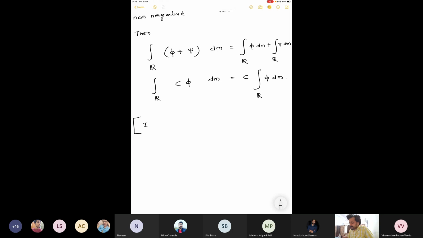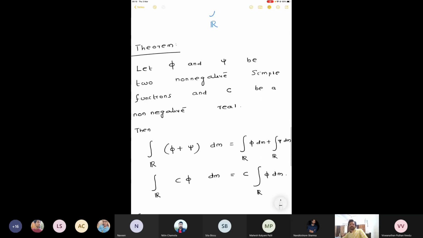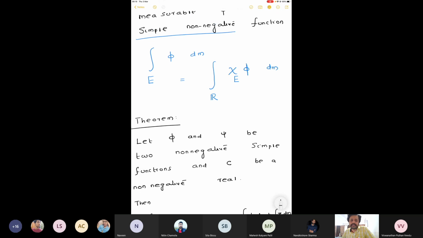In fact, the integral of phi plus psi dm over some E is equal to the integral over E of phi dm plus the integral over E of psi dm. And the integral over E of c phi dm is equal to c times the integral over E of phi dm. That's not a big thing. Once you have it on R, you can have it over E because of our definition, that the integral over E is the integral over R of the characteristic function times the function.